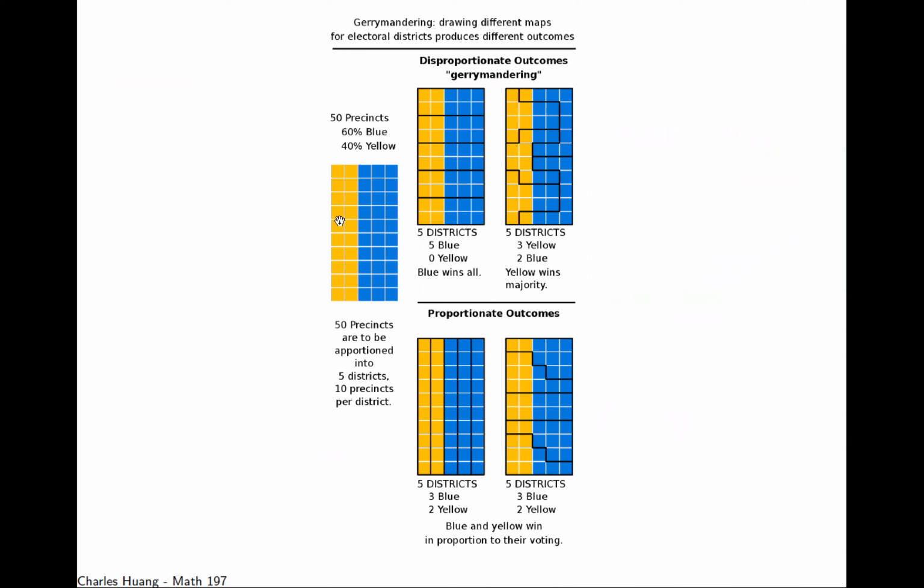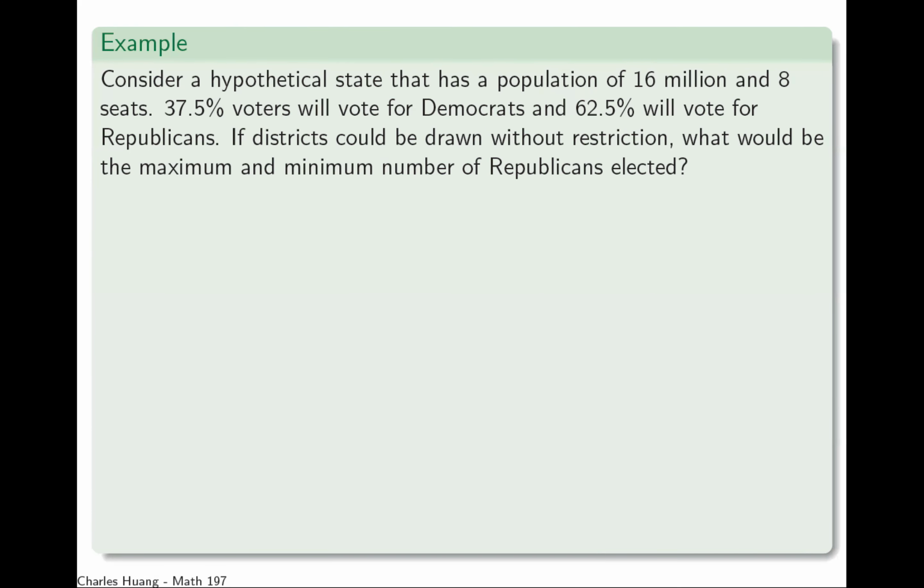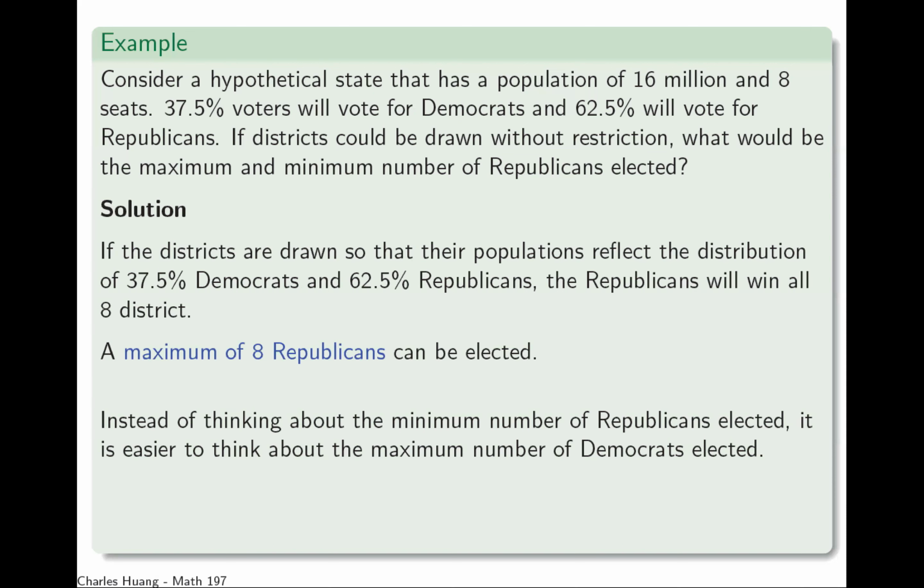If you're not sure how this works, just look at our example over here. Notice how we have more blue than yellow. If I draw my boundary so that each district has more blue than yellow, I can do that because we have more blue than yellow. I can draw them with the same proportion, and in the end, blue will win all the districts. You'll notice in this case, we have more Republicans than Democrats. So I can draw each district with the same proportion and Republican will win each district. So the maximum number of Republicans elected is 8.